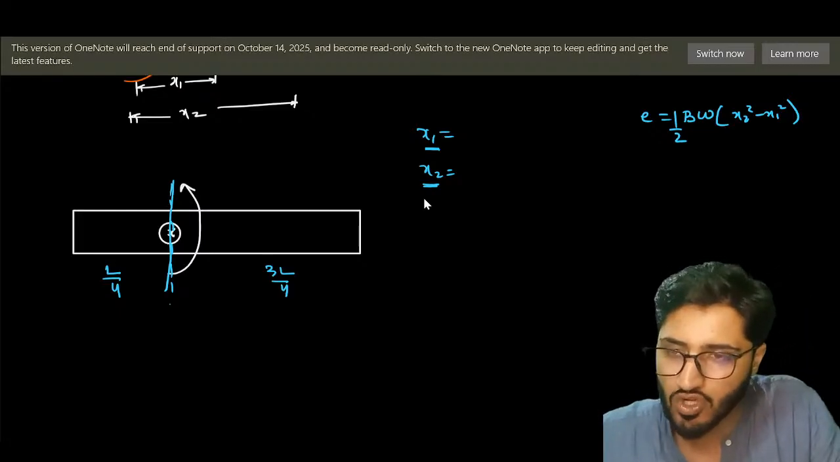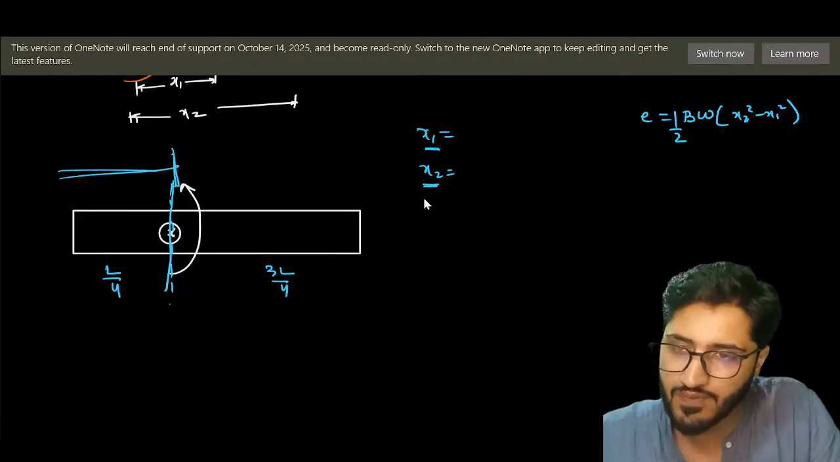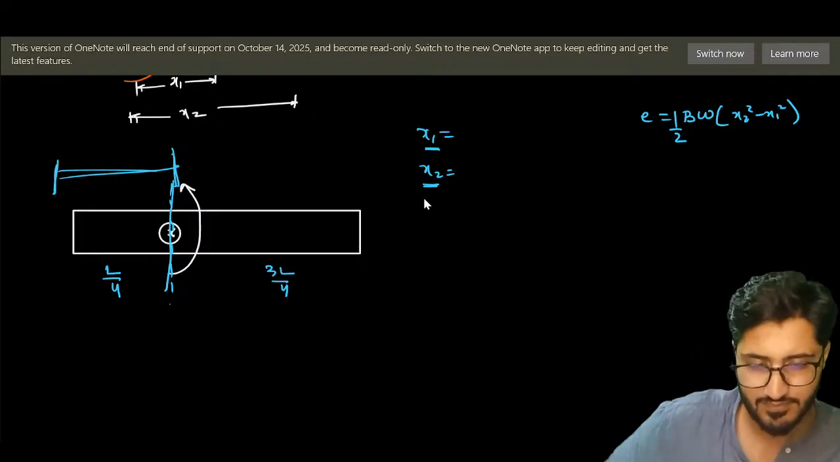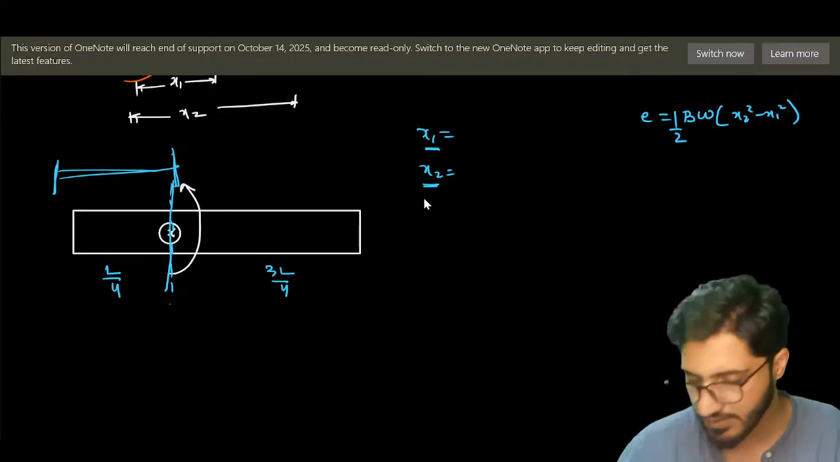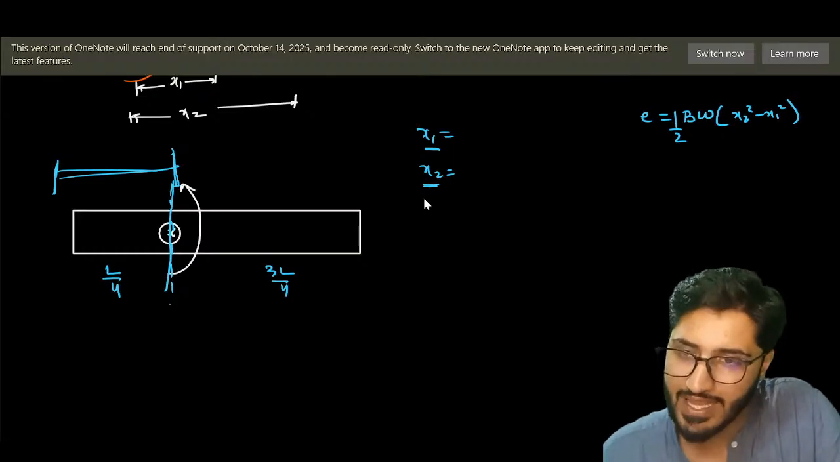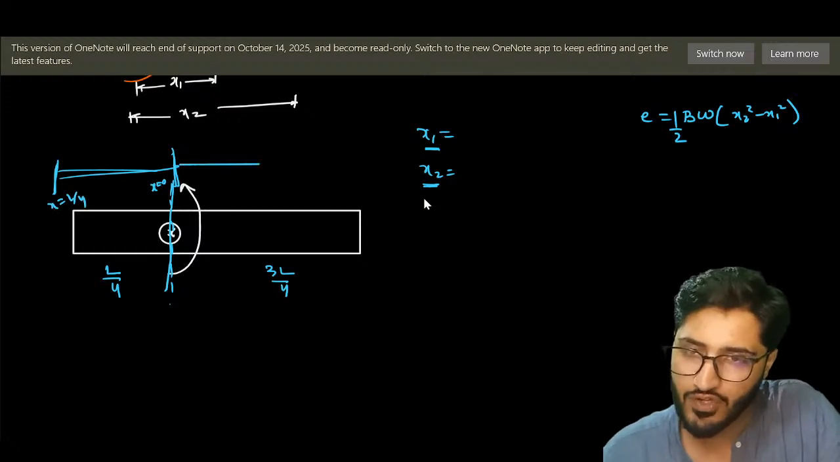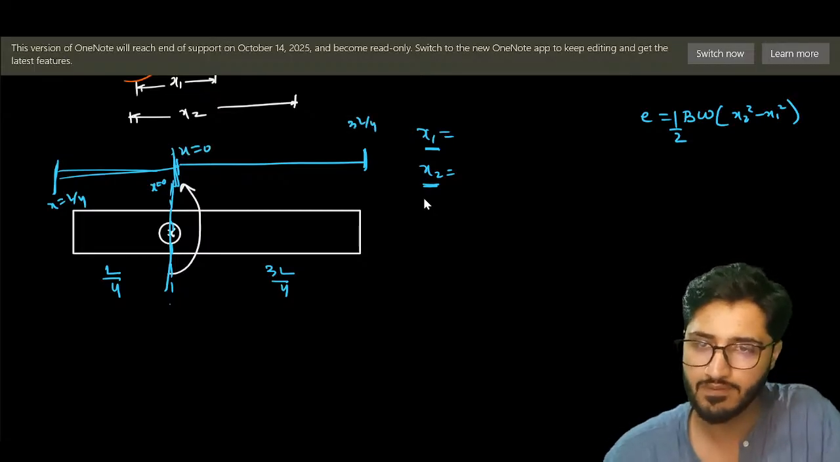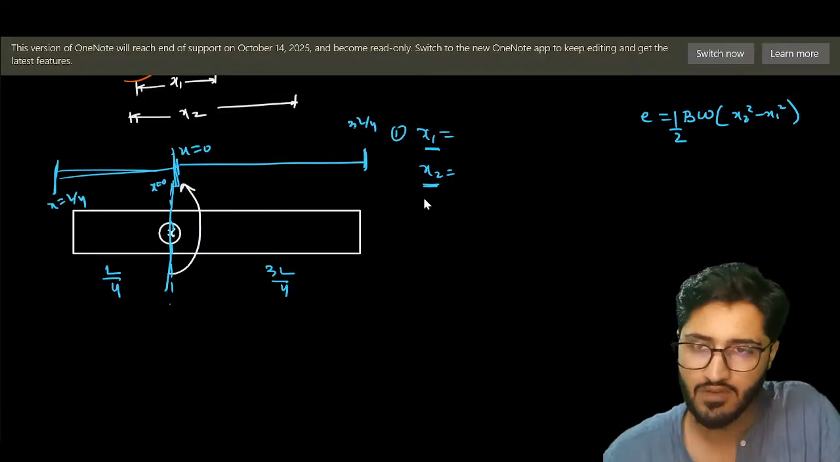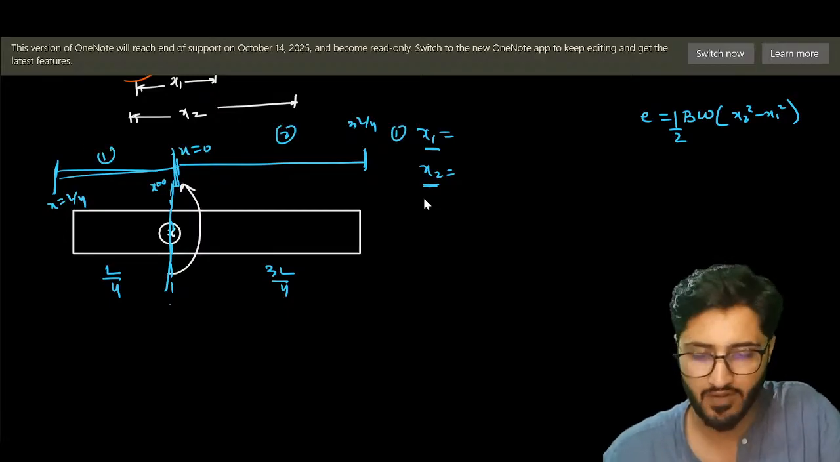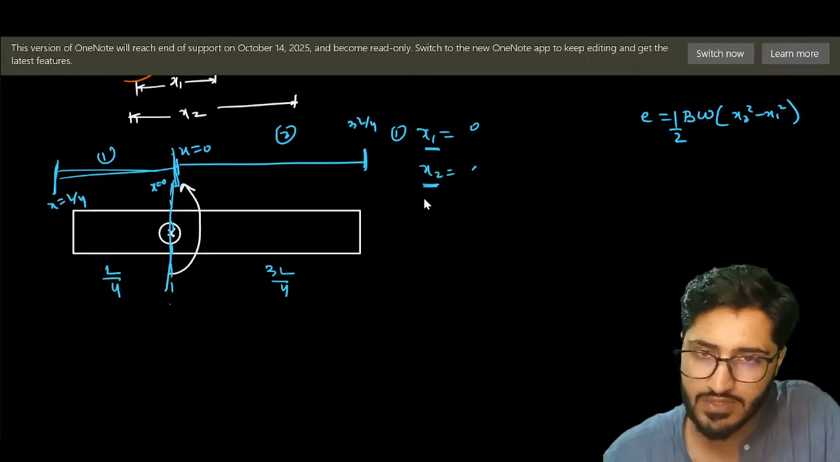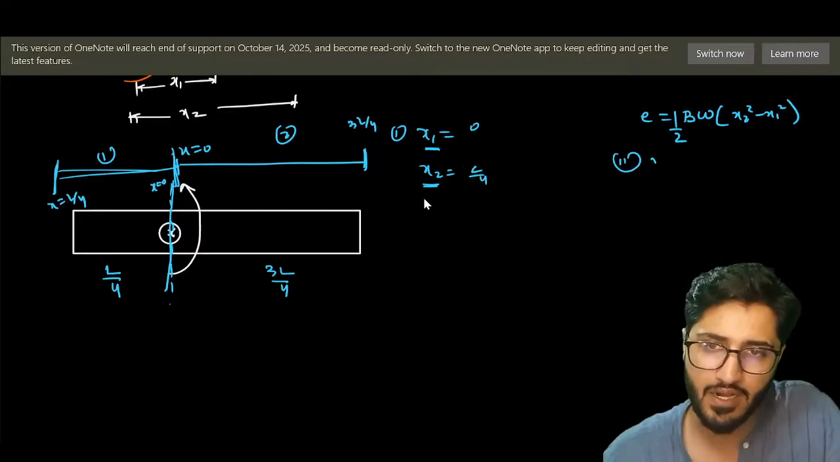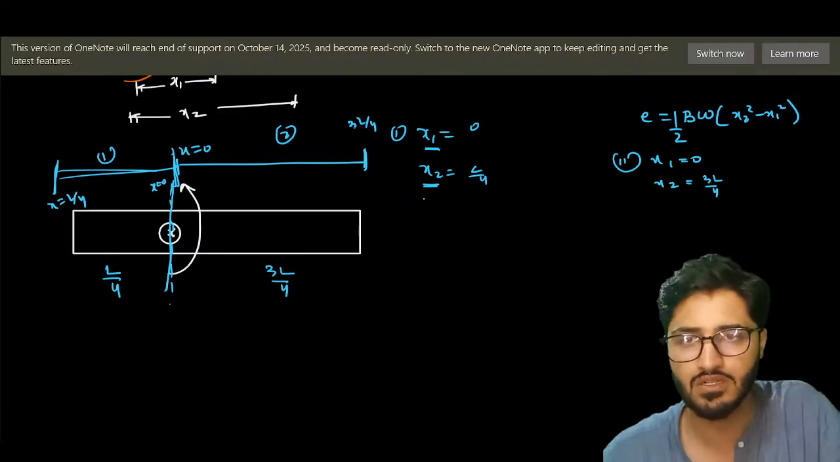Let us talk about this part first. Here my x is 0 and here my x is L by 4. For the other part, here my x is 0 and here my x is 3L by 4. Take them separately. In the first part, x1 is 0 and x2 is L by 4. In the second part, x1 is also 0 and x2 equals 3L by 4.